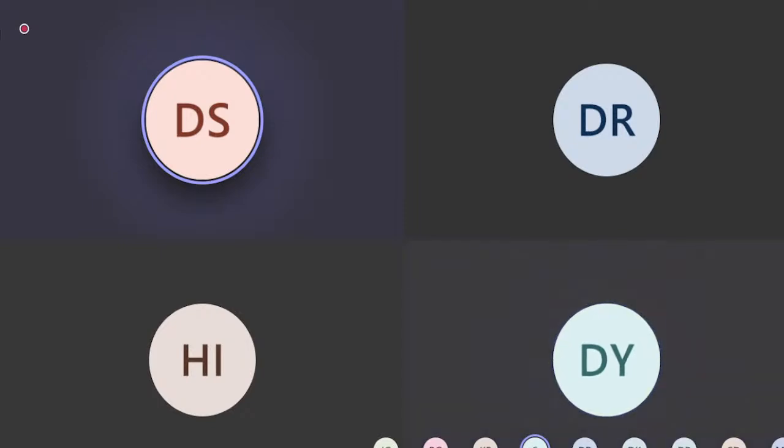So, in today's webinar, we will discuss some basic theory behind cryptography, such as secure construction of symmetric cryptography and public key cryptography. So, let's start.